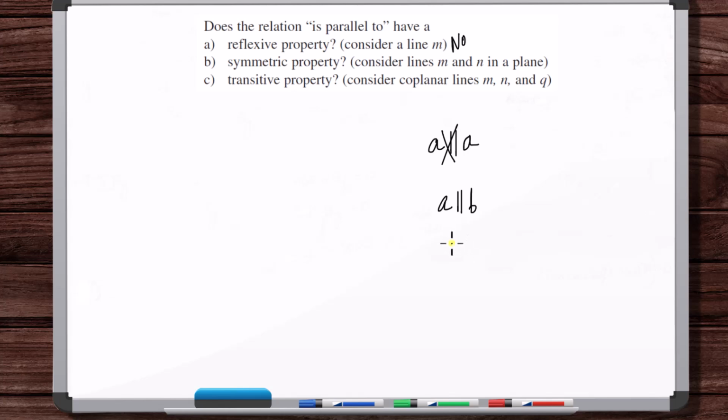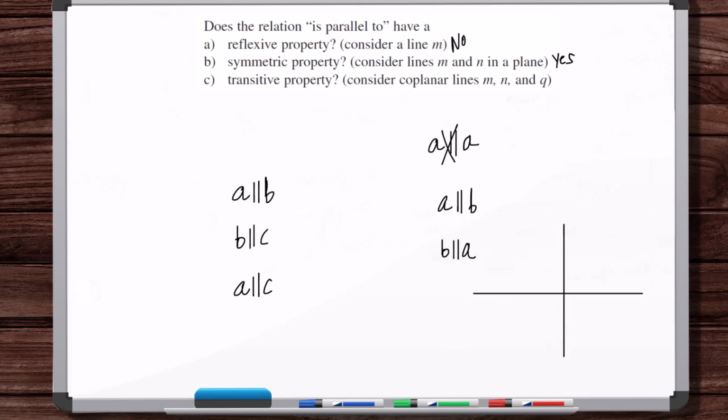If A is parallel to B, okay, can we flip that and can we say that B is parallel to A? Yes. So it is symmetric. What about transitive? Okay, if A is parallel to B and if B is parallel to C, then is A parallel to C? That's really interesting. Let's think about this. That's why I wanted to include this question. I think it's intuitive to think about these ideas.